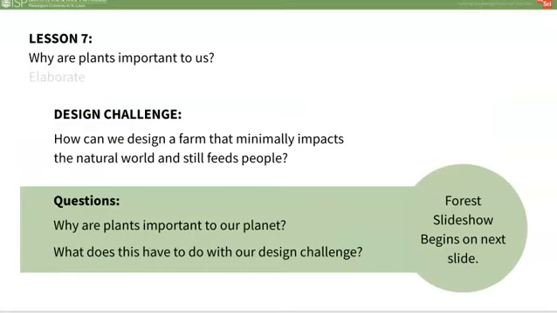In the Elaborate portion of this lesson, the class will discuss data about forest coverage across Earth and reasons for deforestation. First, students will revisit the design challenge for this unit. Ask students to consider everything we've learned in this lesson about why plants are important to our planet and how this relates to our design challenge. Allow students to share their thinking.